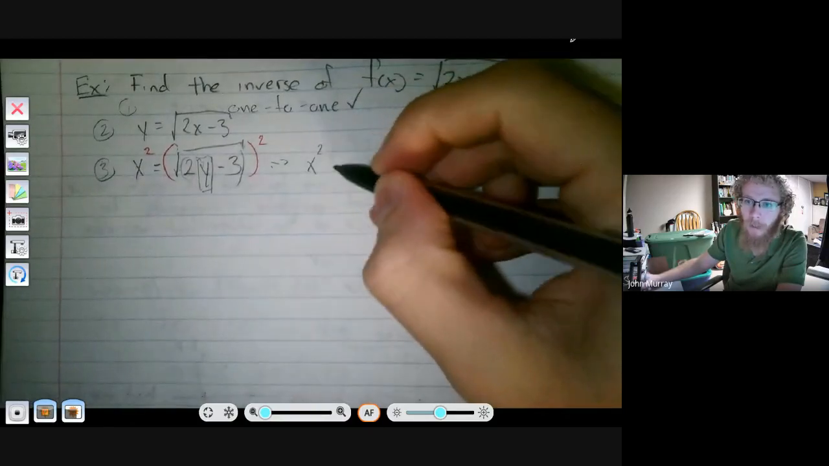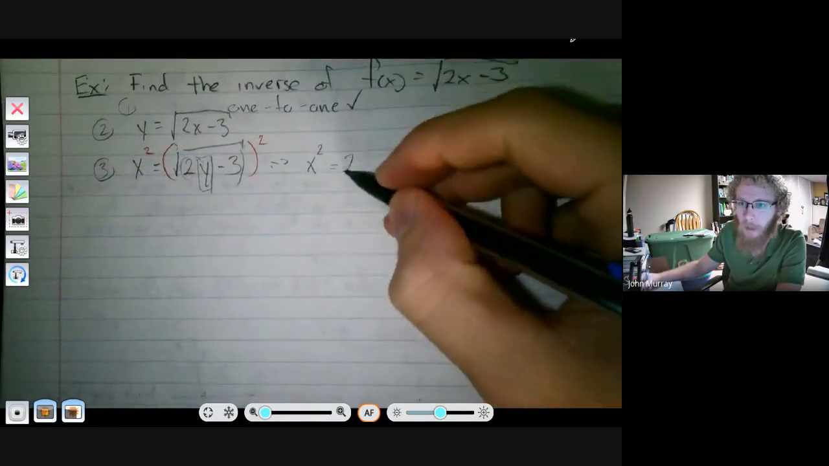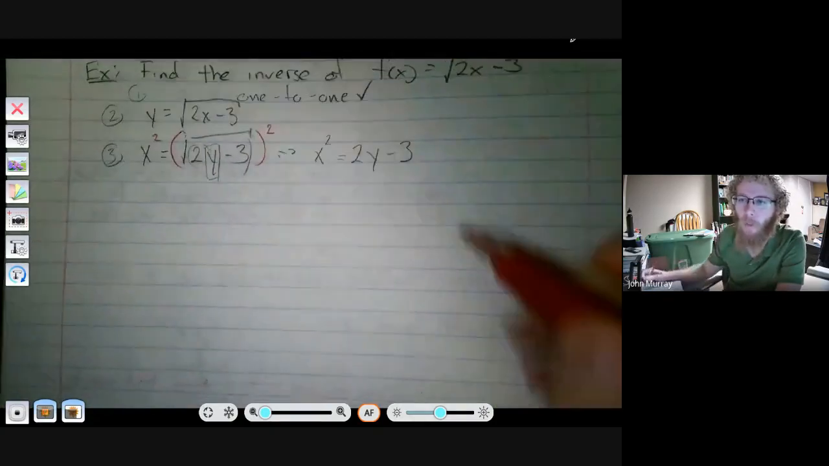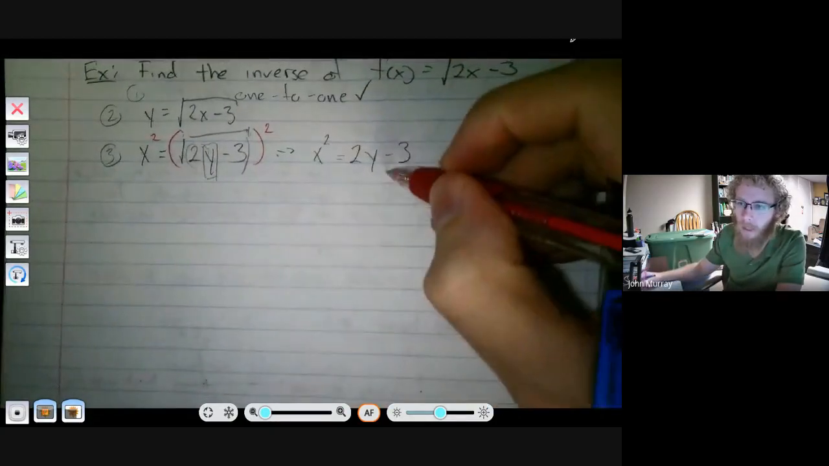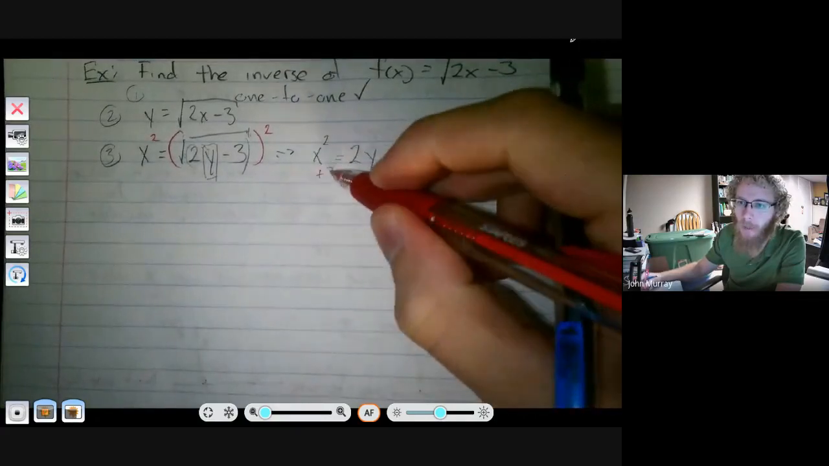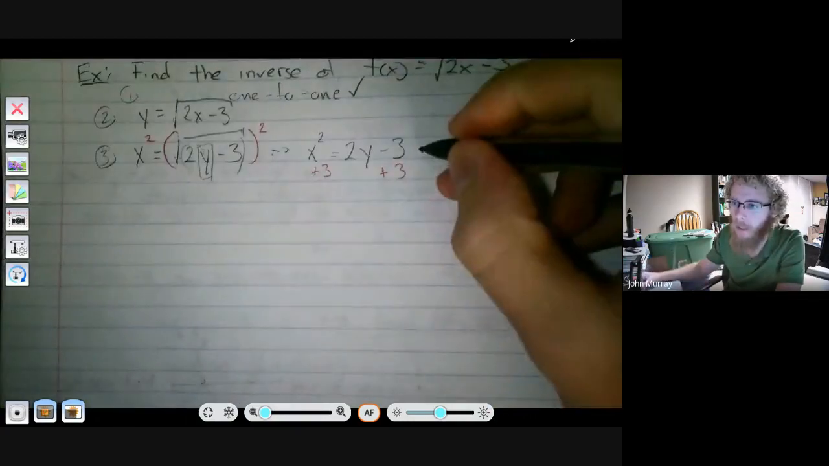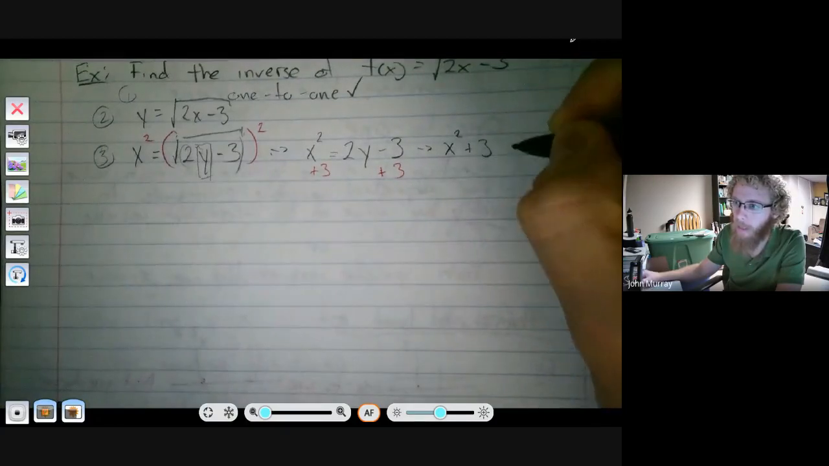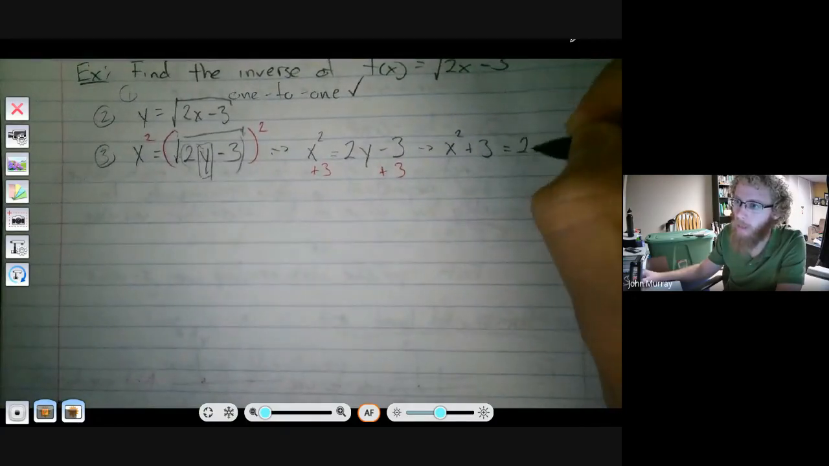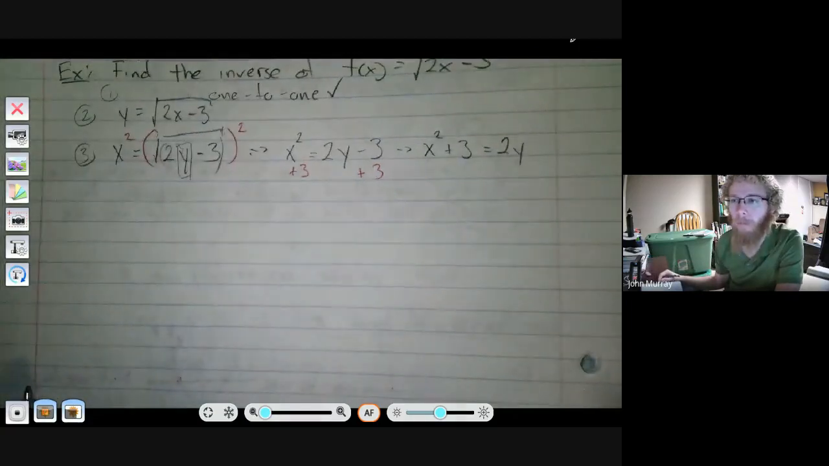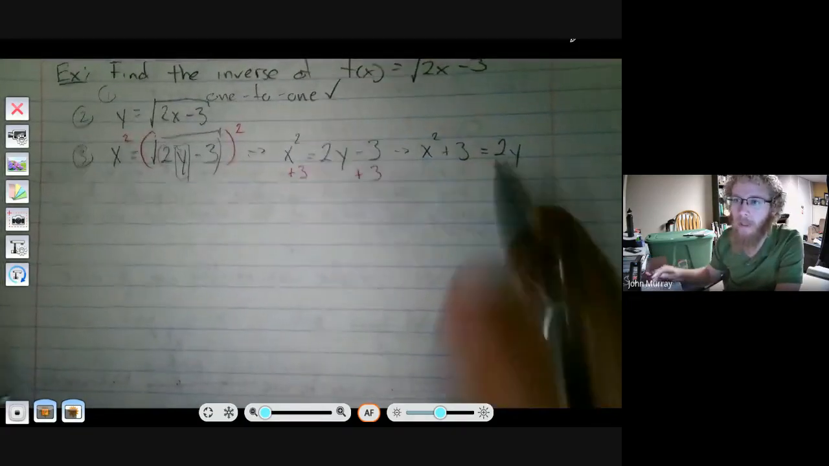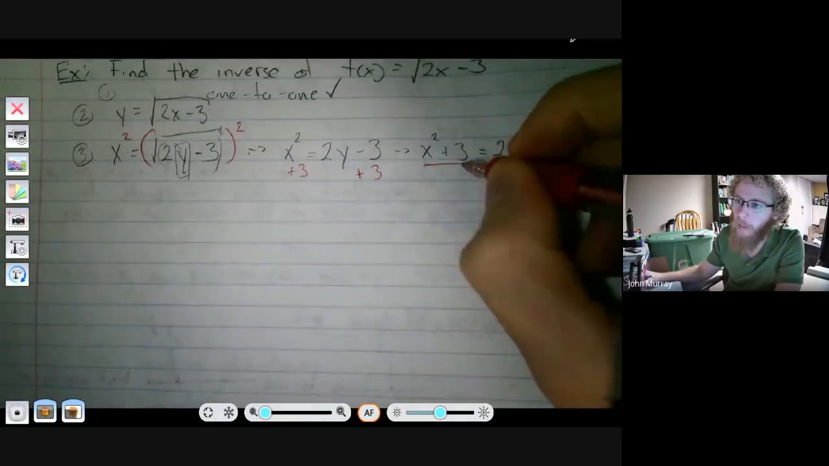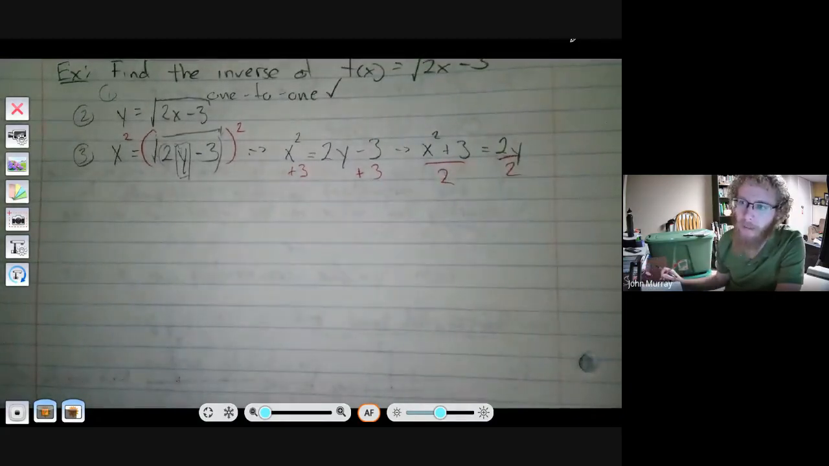So on my left, I have x squared. On my right, I'm just left with 2y minus 3. Again, working from the outside in, I'm going to add 3 to both sides. So we have x squared plus 3 equals 2y. I only have one more thing to get rid of, and that's that 2. Because we're multiplying, I'm going to get rid of it by dividing.